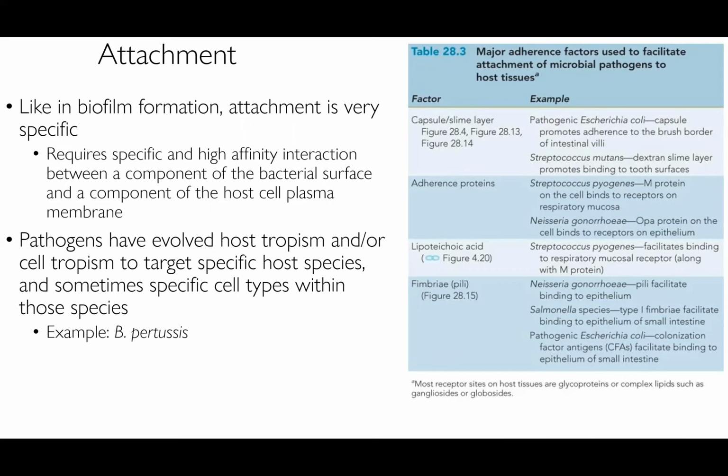And so pathogens themselves have evolved multiple systems to target specific hosts, and sometimes different cell types within a similar host. So for example, Bordetella pertussis, or the whooping cough, has developed some particularly specific antigens to bind and attack your mucosal membranes in your lungs. And so here are four major categories of binding that we typically see. So we have capsules or slime layers, adherence proteins, lipoteichoic acid, which facilitates binding to walls, as well as pili.